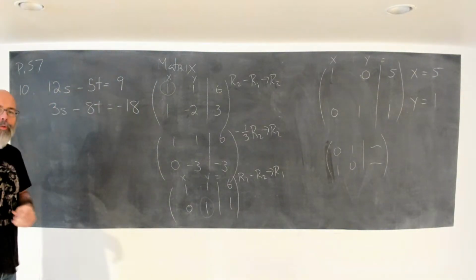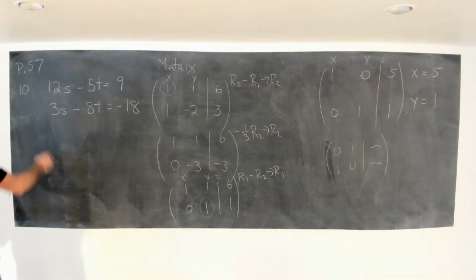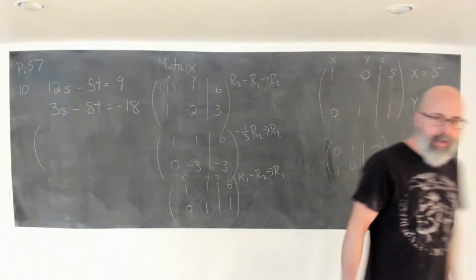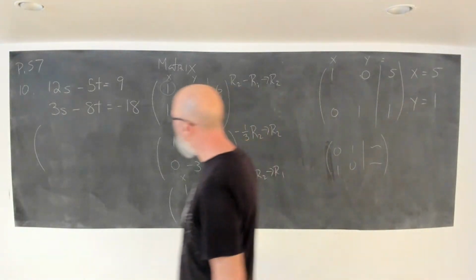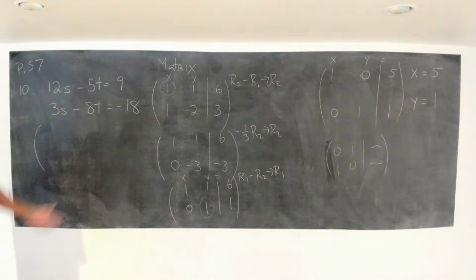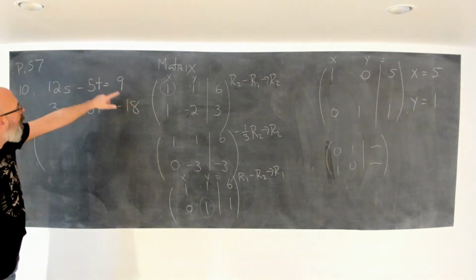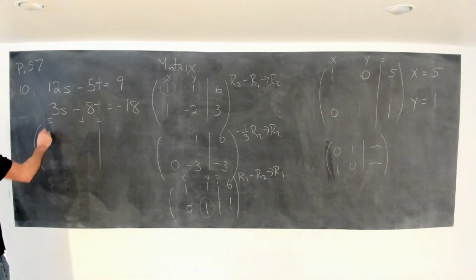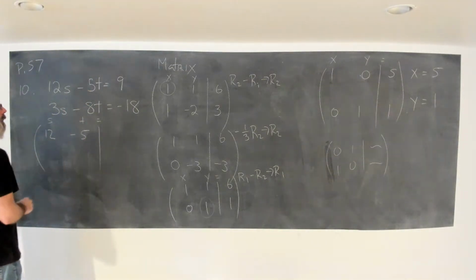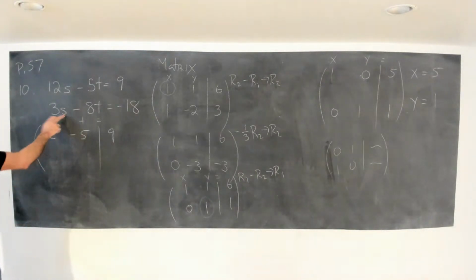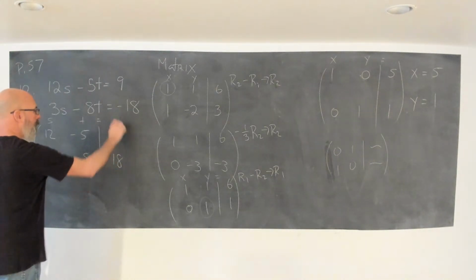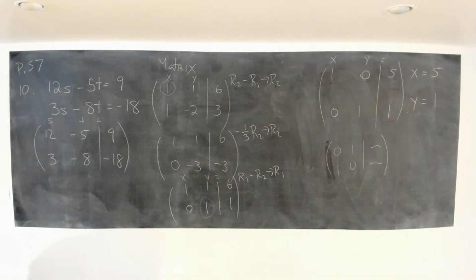Now, don't let the S and T fool you here. It's 2 equations, 2 unknowns. We're going to set up a matrix with the first column reserved for the S's, the second column reserved for the T's, and the last column reserved for the constants. So this is s, t, and the constants. 12s minus 5t is equal to 9. Second equation, 3s minus 8t is equal to negative 18. There it is.